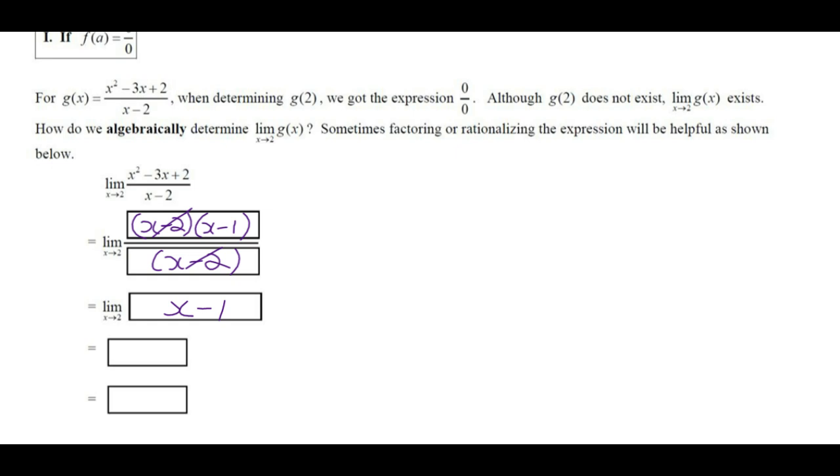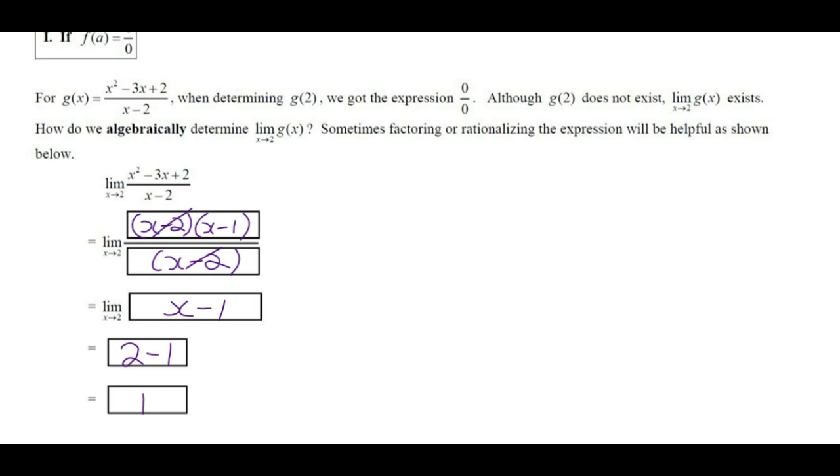So we've got the limit as x approaches 2 of x minus 1. Now we put in the value of x, which is 2. So we go 2 minus 1, which is 1. Okay. So we can simplify that expression, really. And we know this from before.